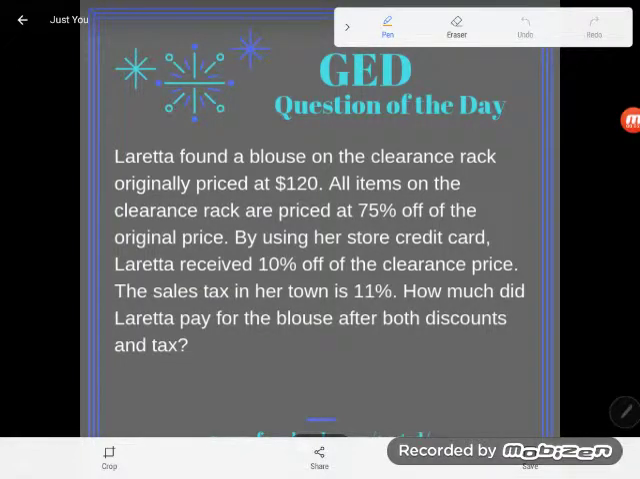Hey GED students, it's GED Question of the Day, and we're still working on these multi-step percent problems. I really want you not to get freaked out by word problems. So grab your GED calculator and let's get started.